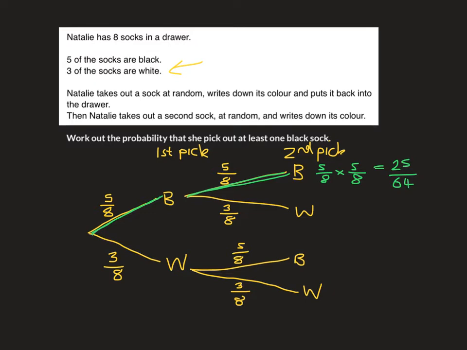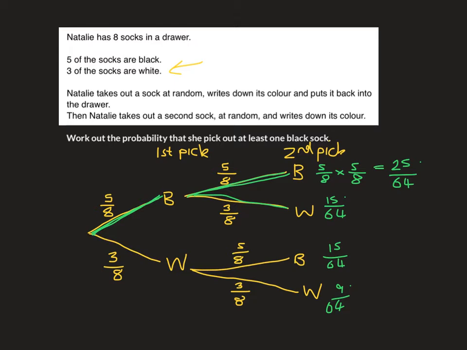Okay, so the next option is I pick a black out to begin with and then a white one. So 5 over 8 times 3 over 8 is 15 over 64. A white followed by a black would be 15 over 64. And finally, a white followed by a white would be 9 over 64. And if I added these 4 numerators together, it should give me 1, because obviously one of these has got to happen. They are exhaustive events.